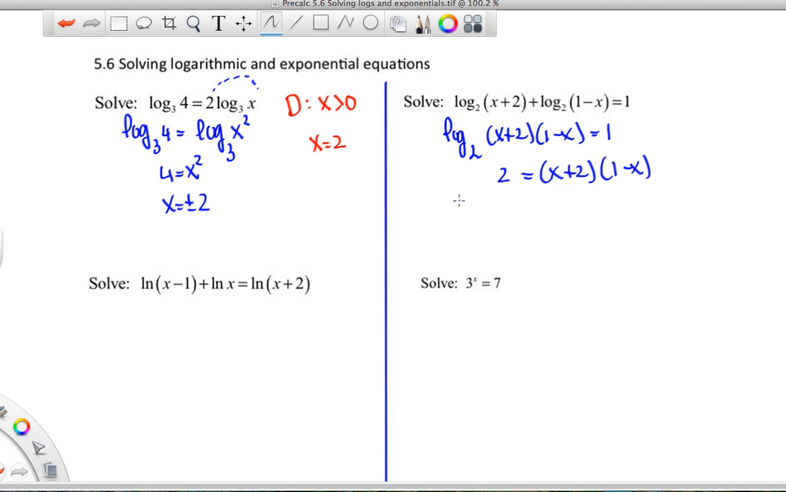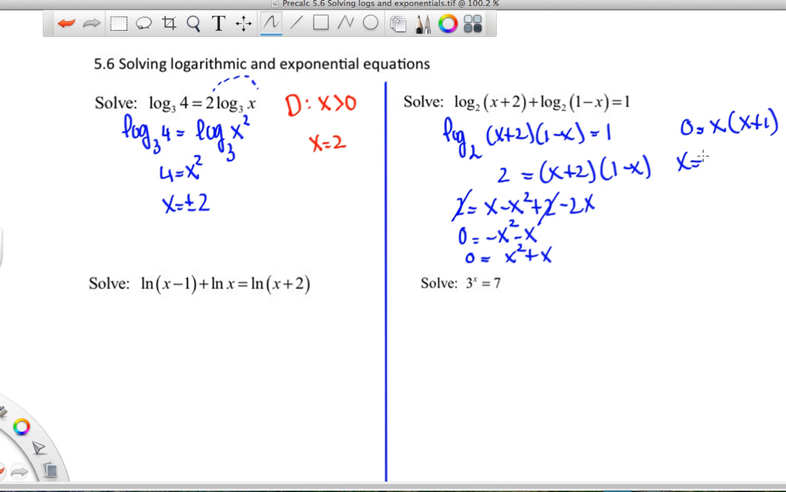Let's distribute on this side. So what's that? x minus x squared plus 2 minus 2x. Those cancel. So that means that we get 0 is a negative x squared minus x, or 0 is equal to x squared plus x. That's factorable. That's x times x plus 1, so either x is 0 or x is a negative 1.